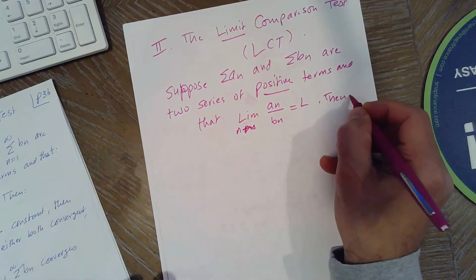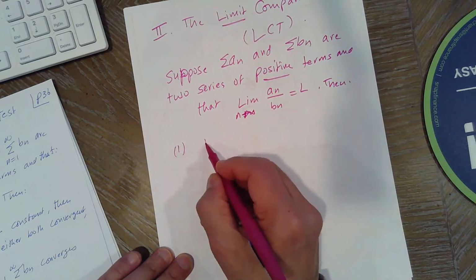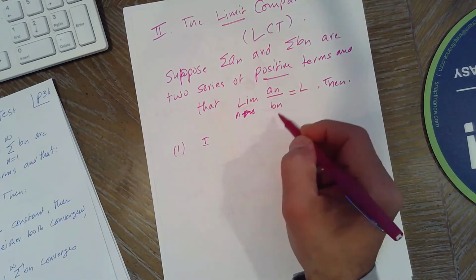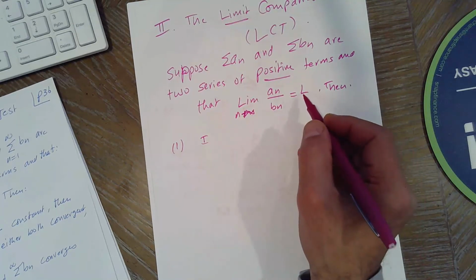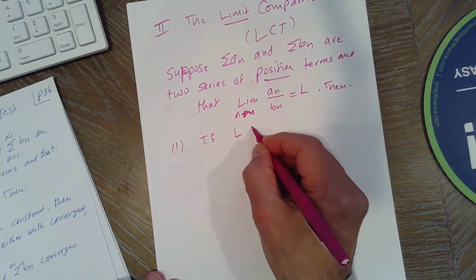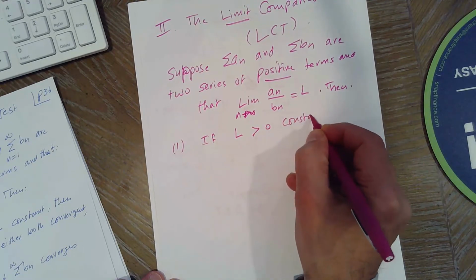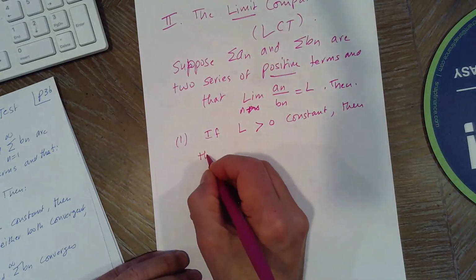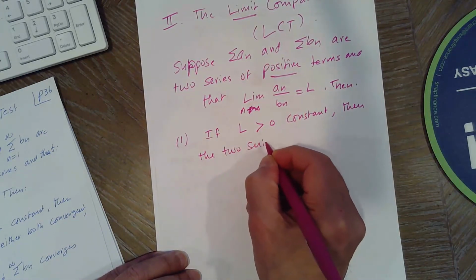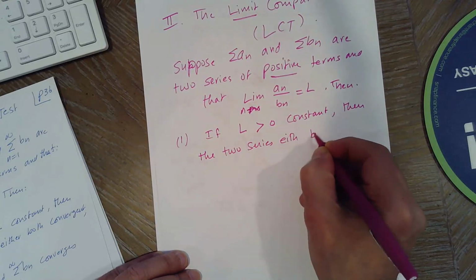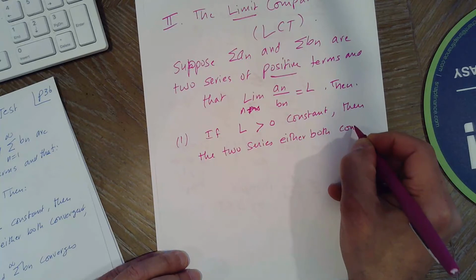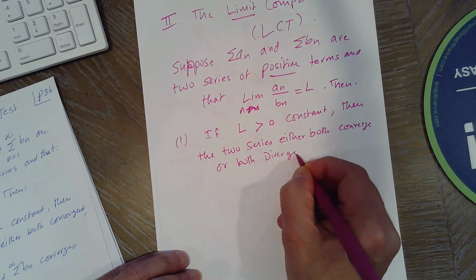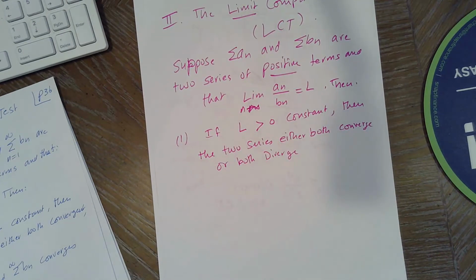then there are three different scenarios here. The first one, if L, so you do the limit of the ratio of the nth term of sigma an and the nth term of sigma bn, and you get a constant. If that constant is positive, it's a positive constant, then the two series are in tandem, then the two series either both converge or both diverge. So we're doing a ratio instead of a term to term, which is a little bit easier.